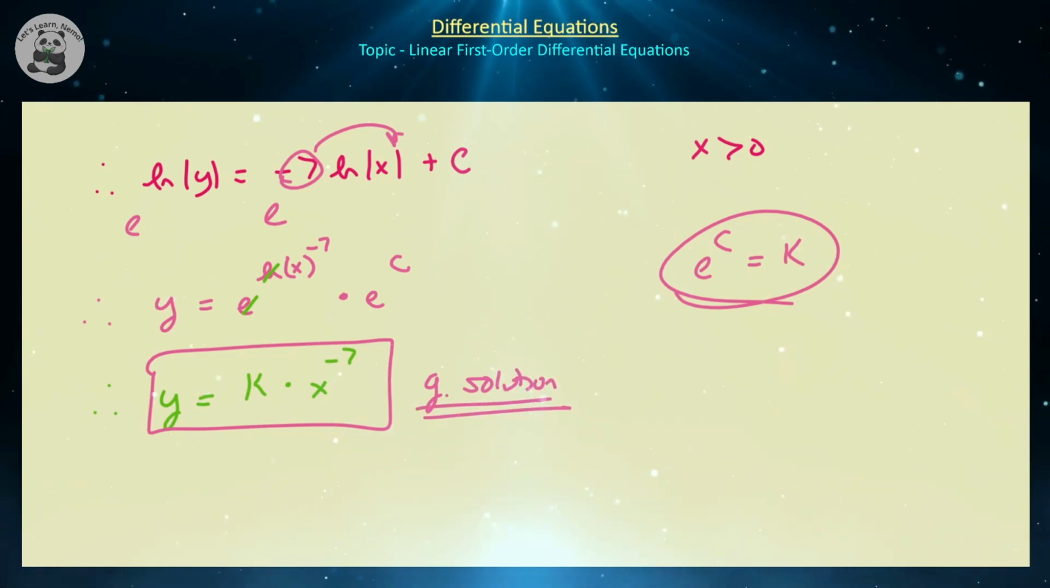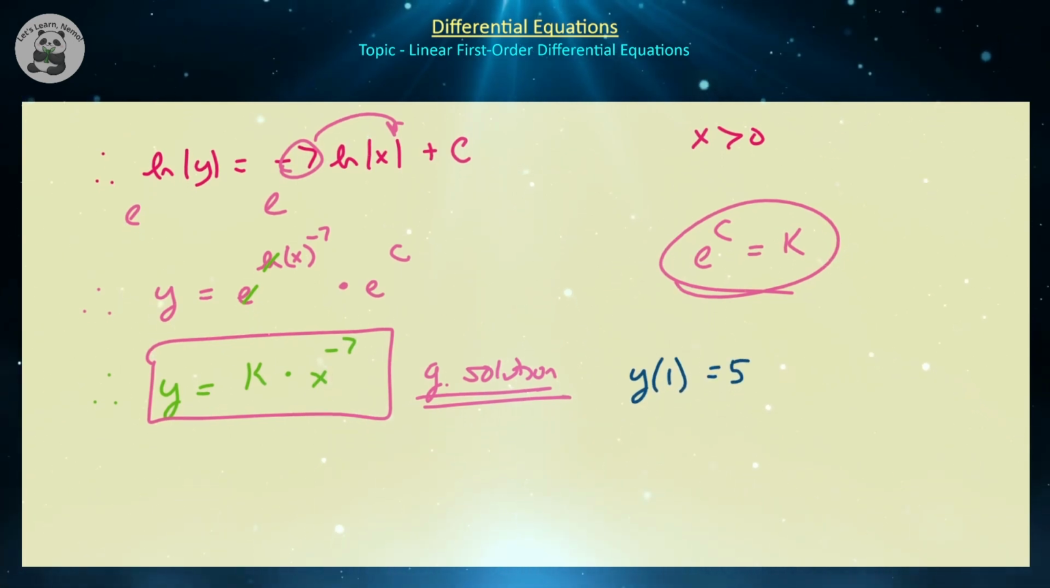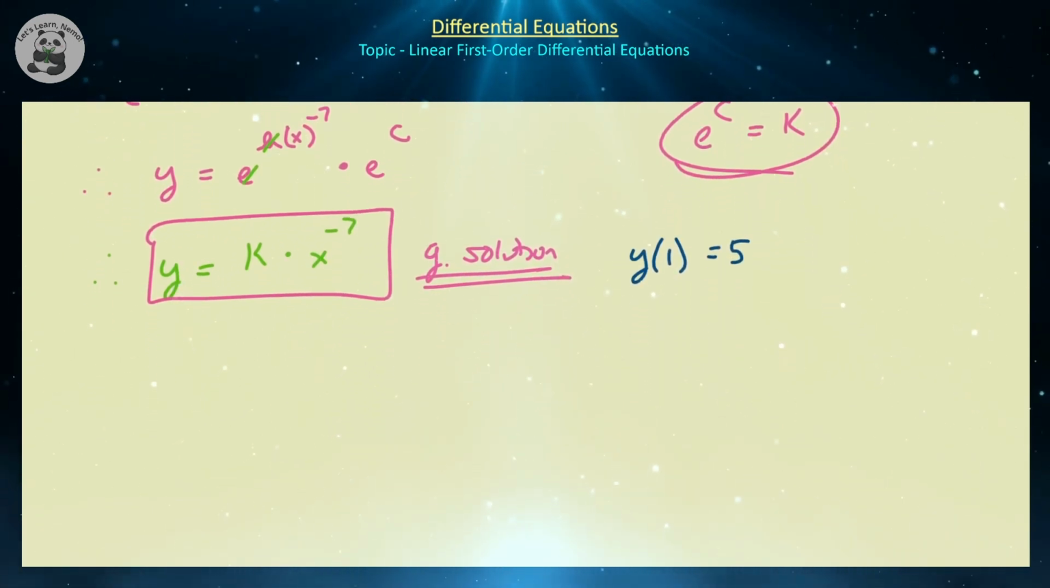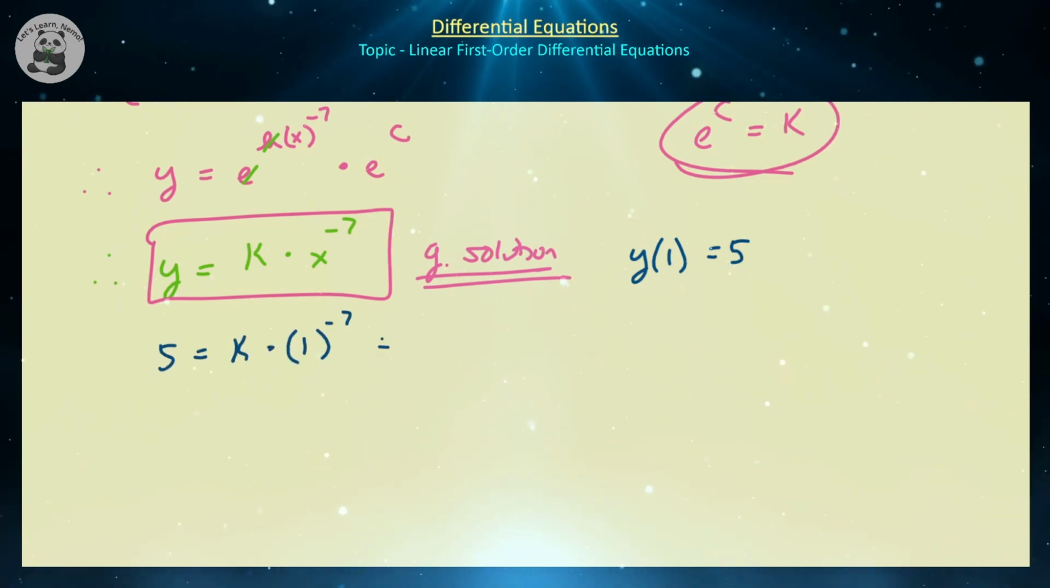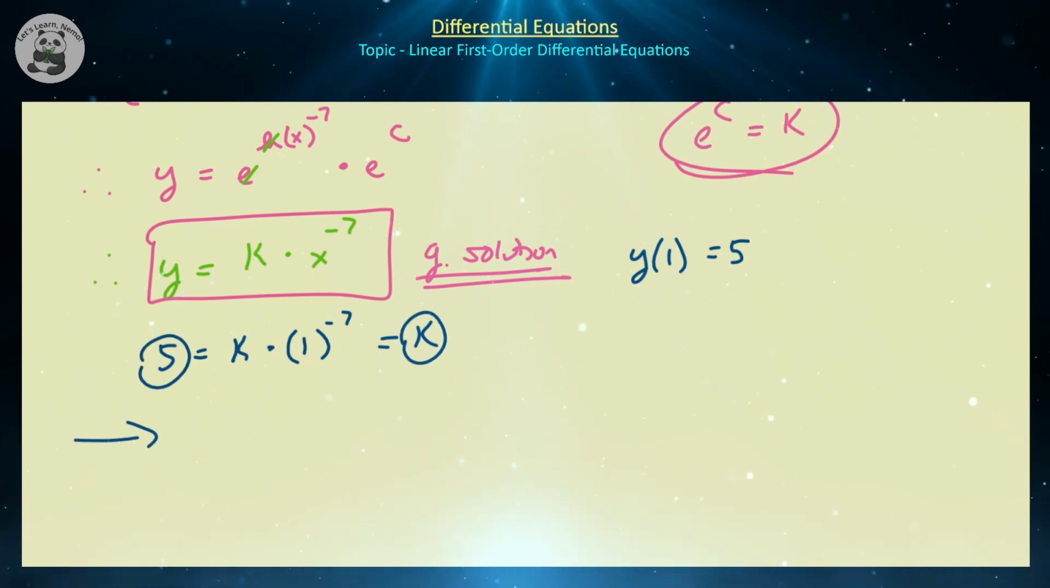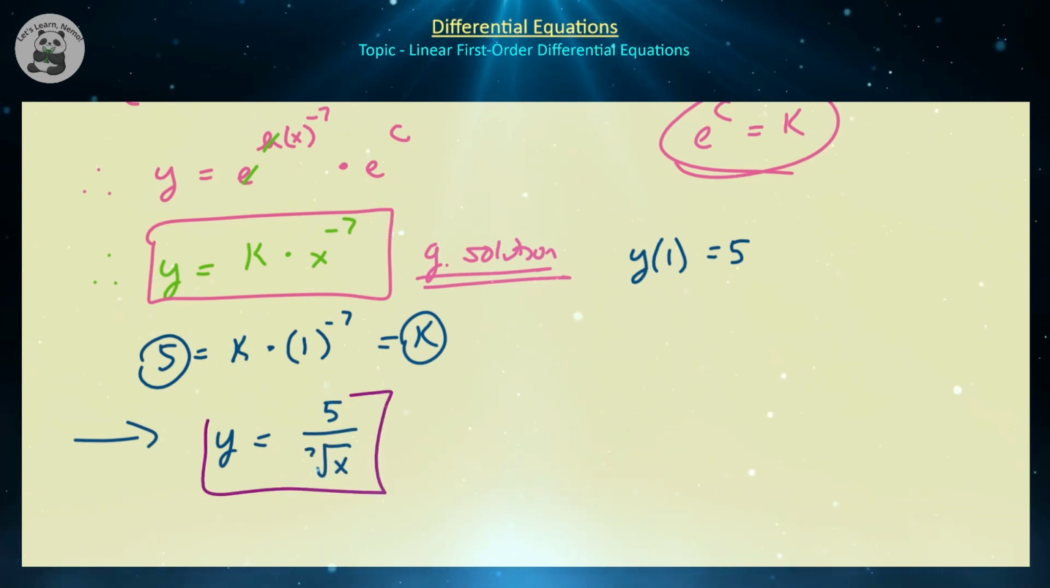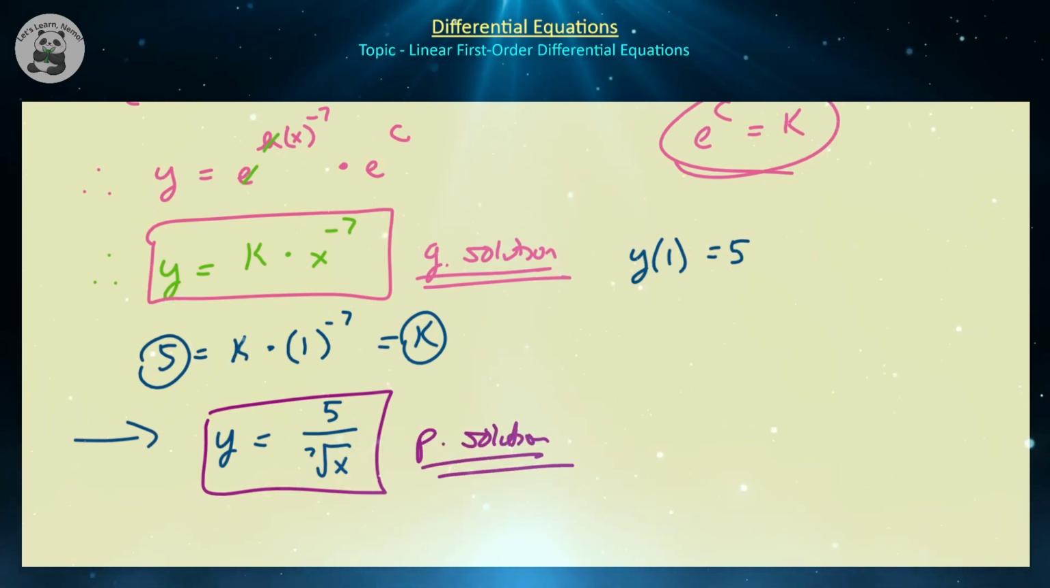So keep in mind we had an initial condition that we needed to satisfy. y of 1 must be equal to 5. So let's see if we can find that constant k to make that true. So 5 is going to be equal to k times 1 to the power of minus 7, which is just the same thing as k. So k must be equal to 5. So that means y must be equal to 5 over the 7th root of x, right? So that is our particular solution to our differential equation, right?